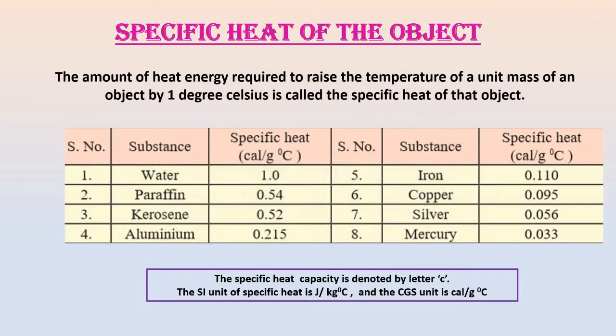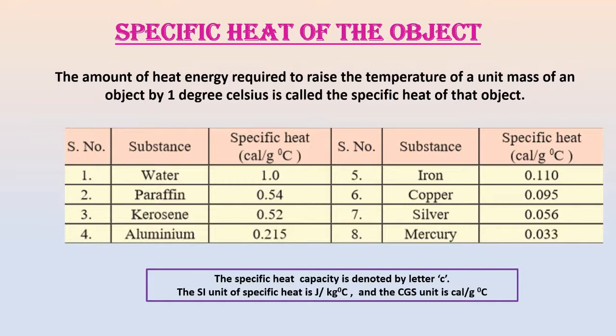The SI unit of specific heat is joule upon kilogram degree Celsius, and when we convert it into CGS unit, joule becomes calorie, kilogram becomes gram, and degree Celsius is the same in both cases. So the CGS unit is calorie upon gram degree Celsius.